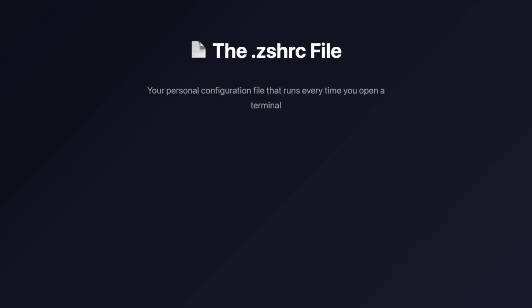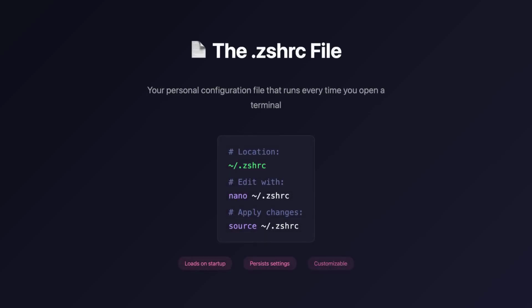The .zshrc file is your shell's configuration file. It lives in your home directory and runs every time you open a terminal. You can edit it with Nano or any text editor. After making changes, use the source command to apply them. source ~/.zshrc reloads your configuration. This is where all your customizations will live.